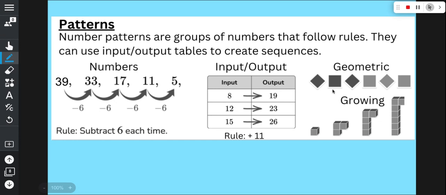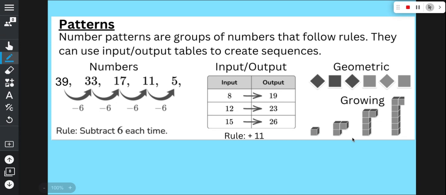The next one is geometric patterns. This is when we are given shapes that show some type of pattern. We have a dark square on end, a dark regular square, a dark square on end, a light square on end, a light square. What comes next? It would be a dark square on end, and then a dark square, and then a dark square on end. And we could keep going, making that pattern in a repetitive nature.